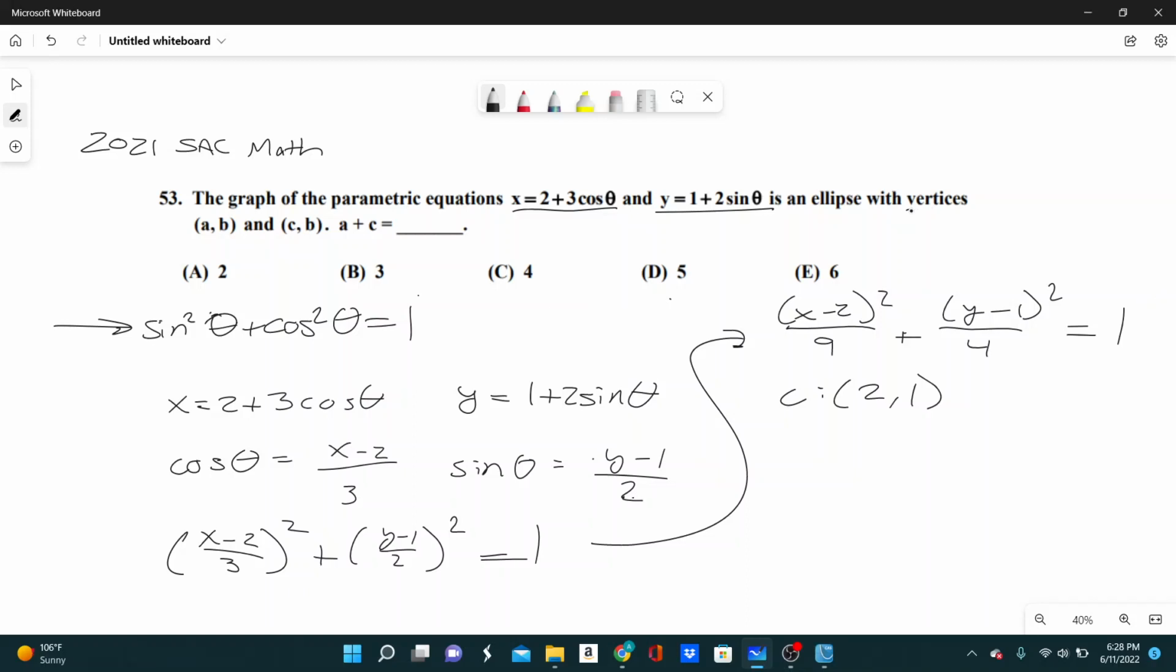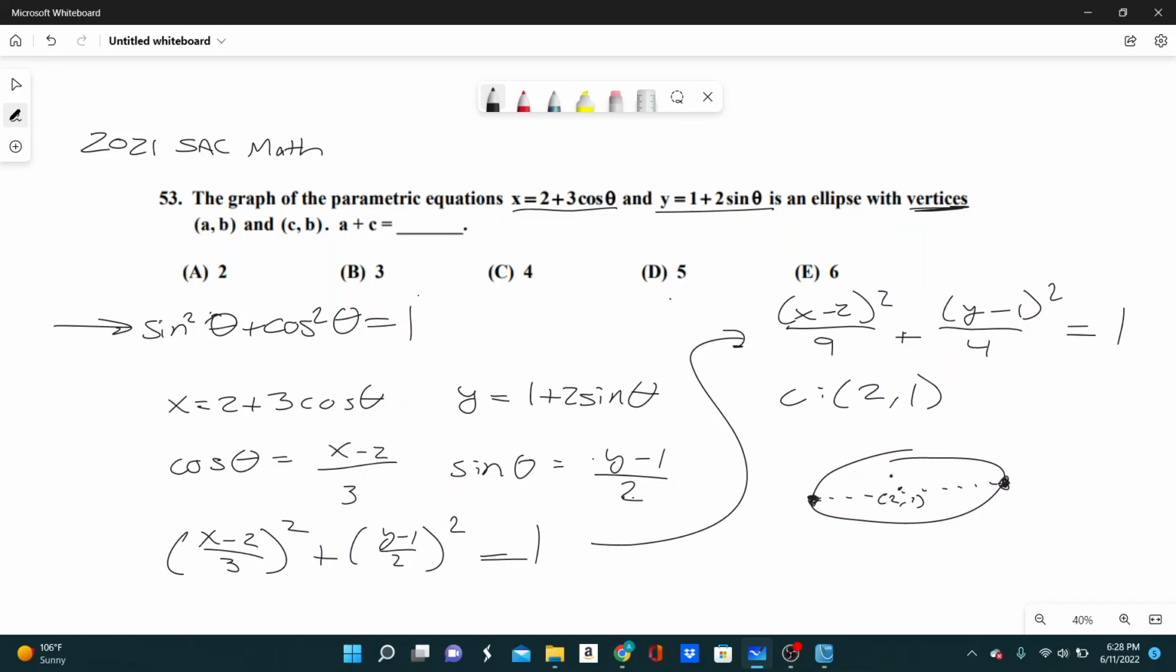And so we're looking for the vertices. So if our ellipse looks something like this, and this right here is (2, 1), then the vertices will be on the major axis. They'll be on the longer axis. So there'll be one right here, and there will be one right here.